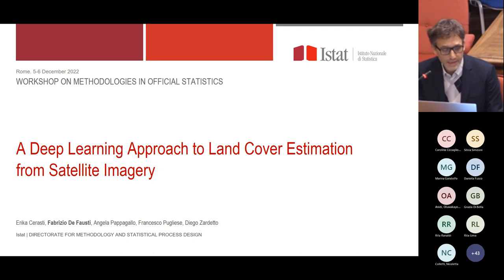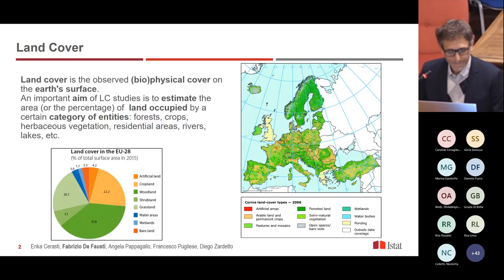Today, I present a deep learning approach to land cover estimation from satellite imagery. This work is a collaboration with my colleagues Erika Cerasti, Angela Pappagallo, Francesco Pugliese, and Diego Zardetto. What is land cover? Land cover is the observed biophysical cover of the Earth's surface. An important aim of land cover studies is to estimate the area of land occupied by a certain category of entities: forest, crop, and so on.